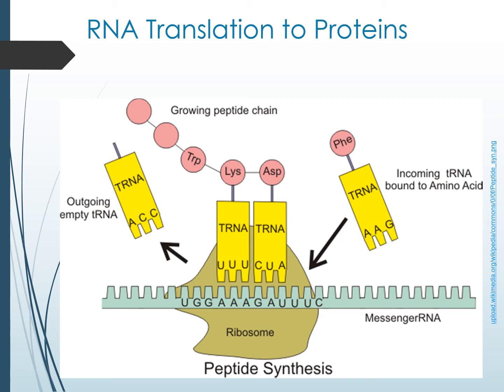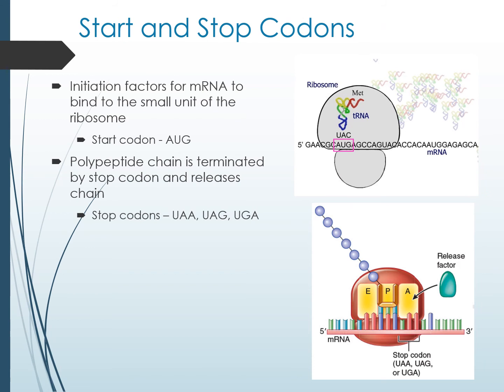The mRNA strand will recruit the appropriate tRNA, which carries a specific amino acid. Together, these amino acids string together, forming a peptide chain, which eventually becomes a protein. For translation to occur, specific sequences are required.